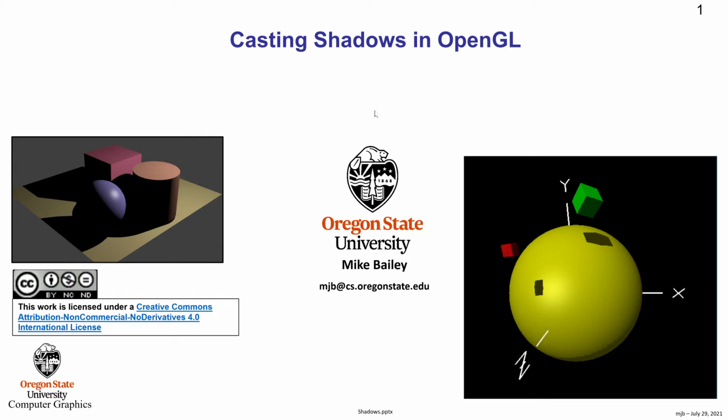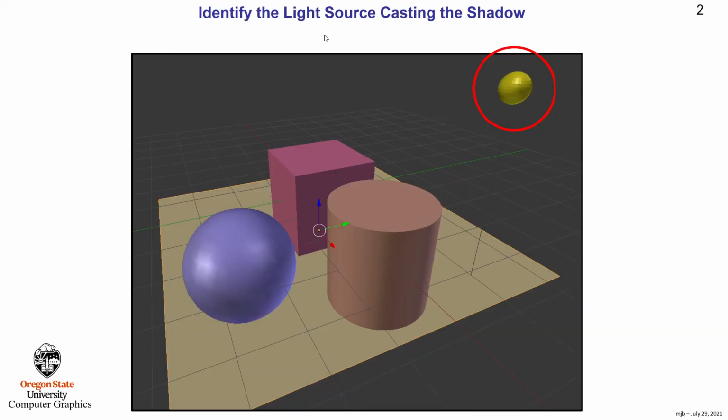The way it works is a two-pass algorithm. It's called a two-pass algorithm, means you're going to render the scene twice. The first time we're going to figure out where views of the light are blocked, and the second time we're going to draw the scene again with that in mind. So here we go. Step one, identify where the light source is that's casting the shadow.